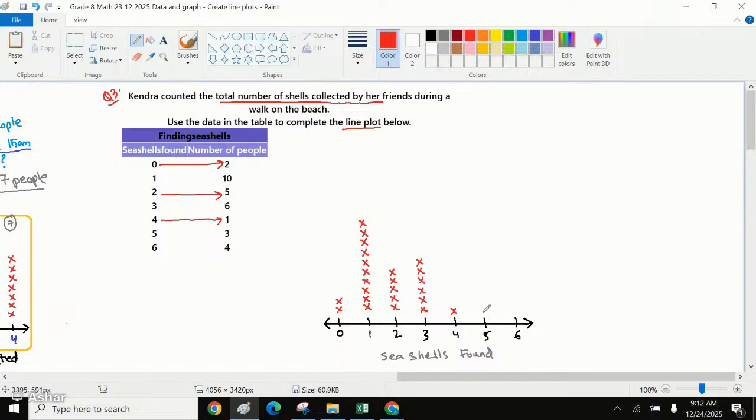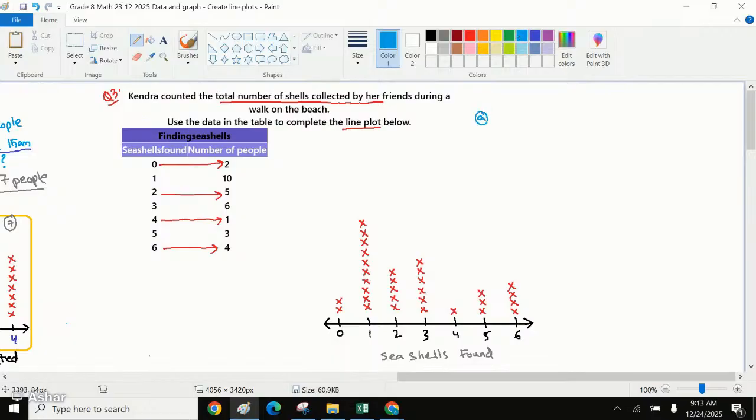5 seashells were found by 3 people. And 6 seashells were found by 4 people. So this is a complete line plot. Let's try a question in this.